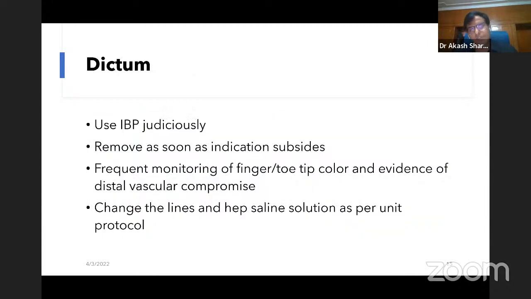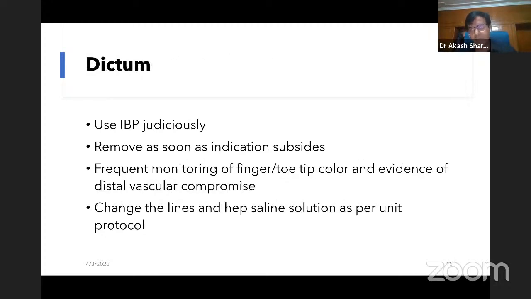So the dictum is to use invasive blood pressure judiciously. You have to remove the catheter as soon as the indication subsides. There are always risks of any invasive procedure. Daily, you have to see whether the risk outweighs the benefit that the invasive catheter or procedure is carrying. Frequent monitoring has to be done for finger or toe tip colors, and you have to look for evidence of distal color compromise. A unit protocol has to be established for changing the PMO lines as well as the hep saline solution.